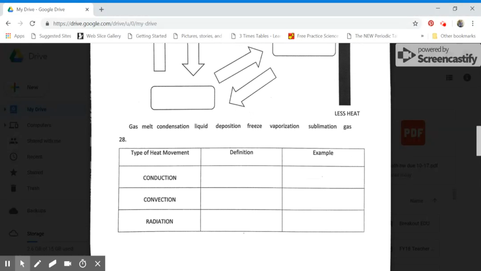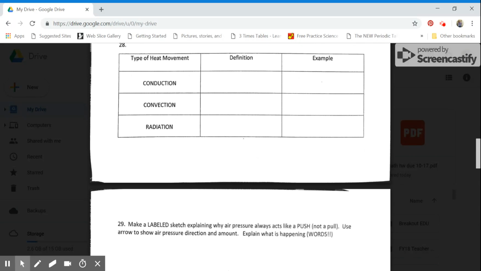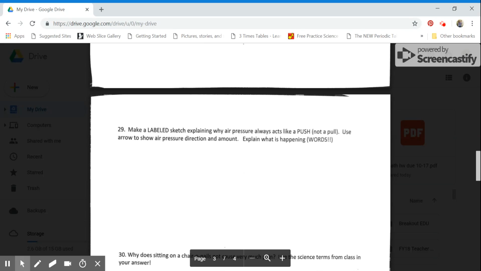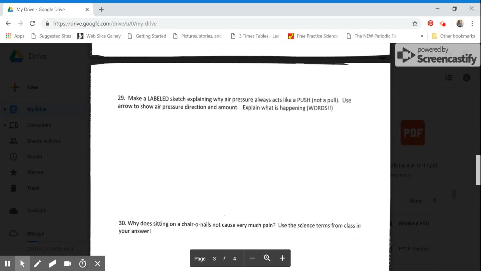In this box, you have the words conduction, convection, and radiation. You need the definition, and then an example of each. Number 29. Make a labeled sketch explaining why air pressure always acts like a push, not a pull. Use arrows to show air pressure direction and amount and explain what is happening. So you'll need to have a diagram or a picture that you draw and some words to show what is happening.